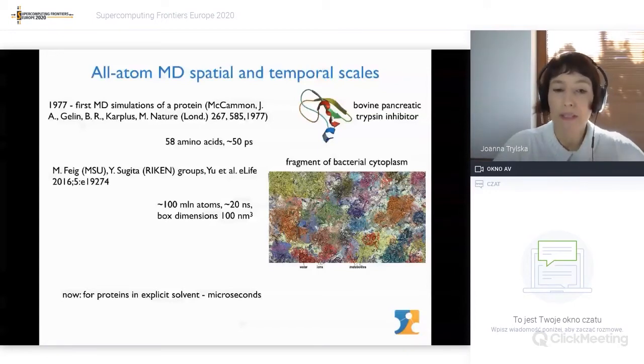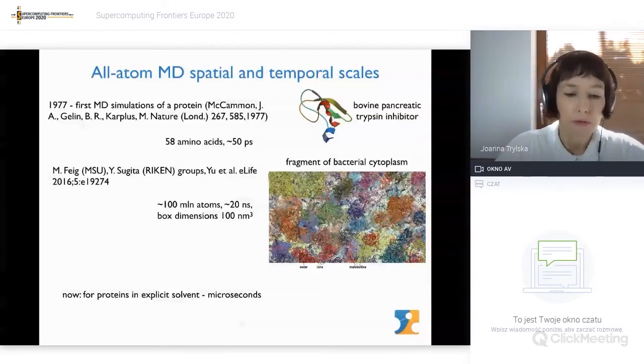However, then we have to balance and have a smaller time scale, which means, going back to the slide with the time scales, that we have to pick the system size depending on the biological problem we want to address.